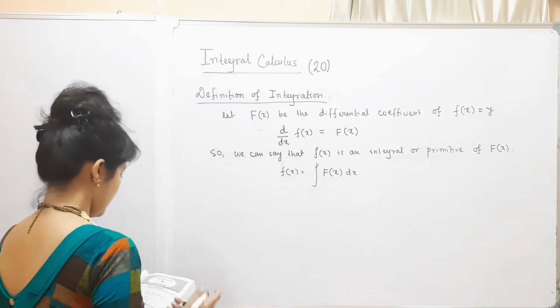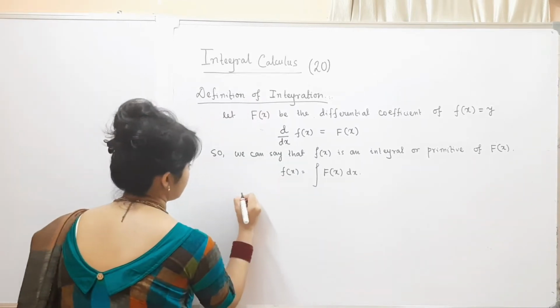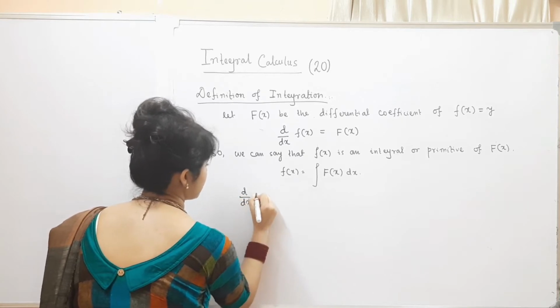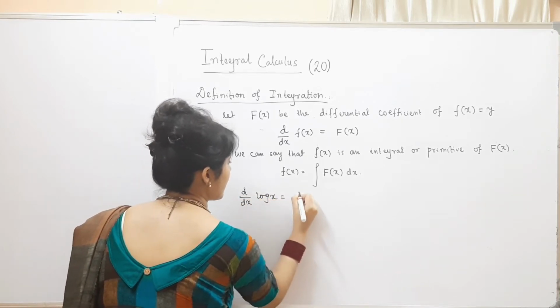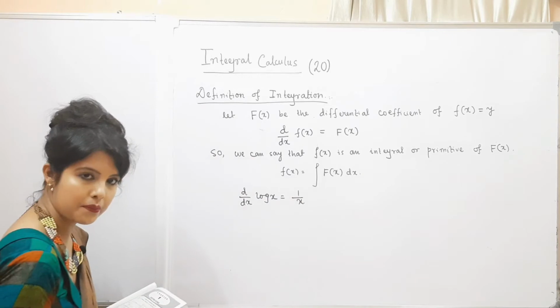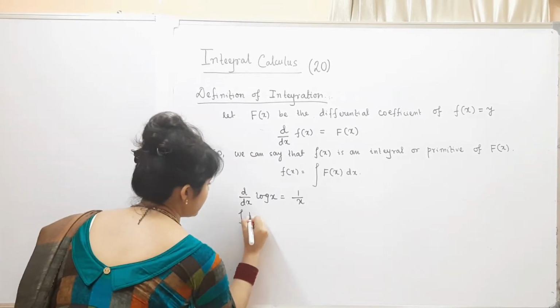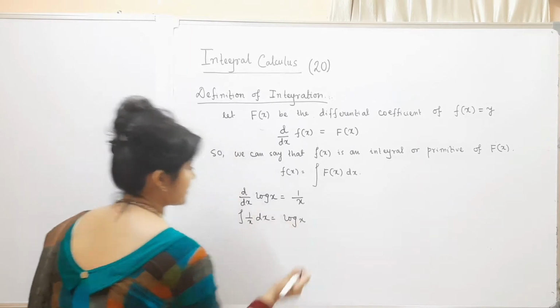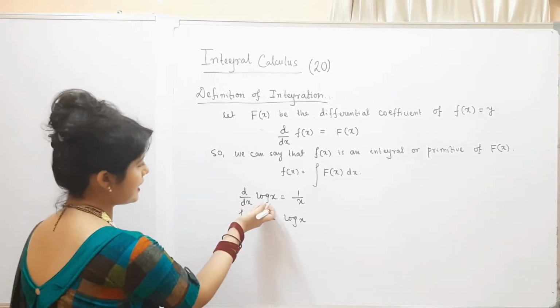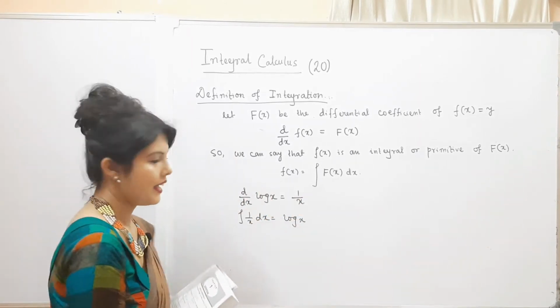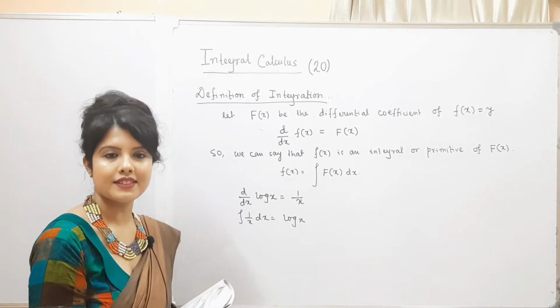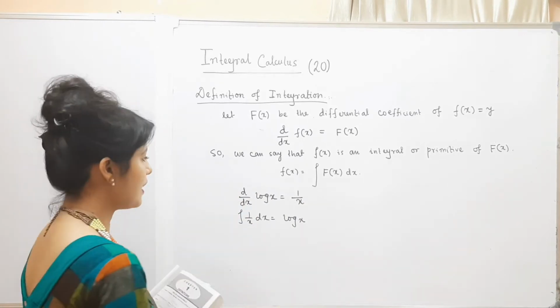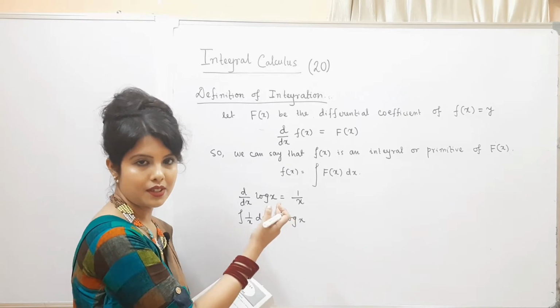You all know that d/dx of log x is 1 by x. Now integration of 1 by x dx equals log x. So differentiating log x you get 1 by x, and again integrating 1 by x you get log x. So just the opposite form.